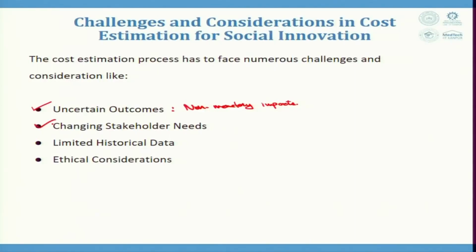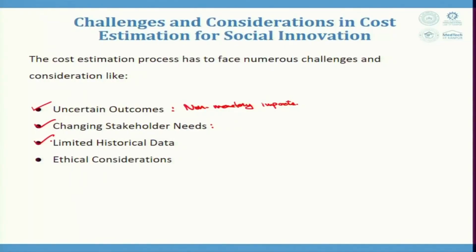Then changing stakeholder needs. For example, evolving requirements necessitate continuous engagement to adjust cost estimates throughout the project. Stakeholders might also require additional information, like, along with milk, I would also like to sell small products out of my small farm. I will have to sell sugar, I will have to sell haldi, I will have to sell maybe jaggery. So, these things could be an additional part of it. Then limited historical data. When there is a lack of extensive past cost data for novel solutions, we need to rely on analogous projects or external sources of data.